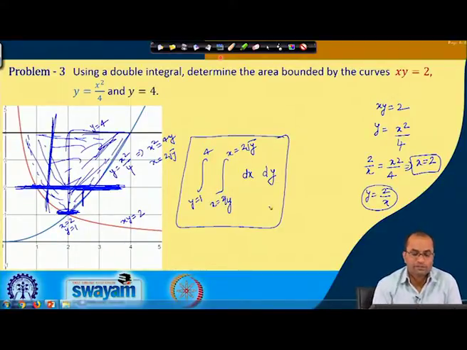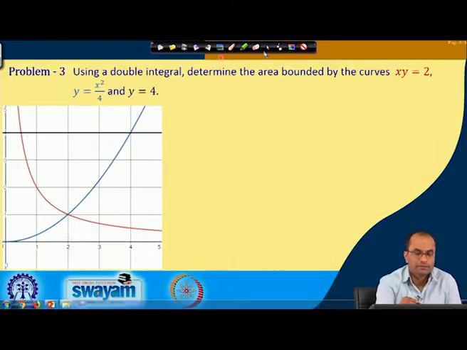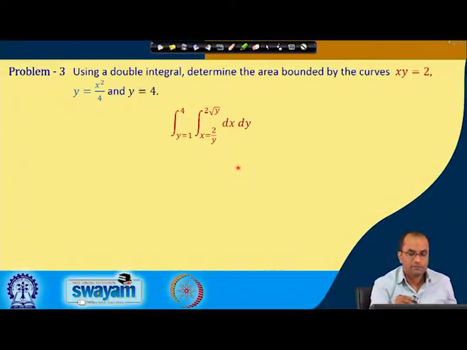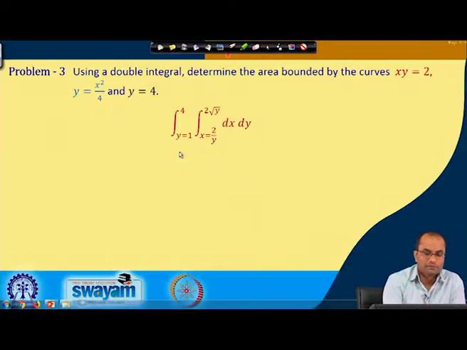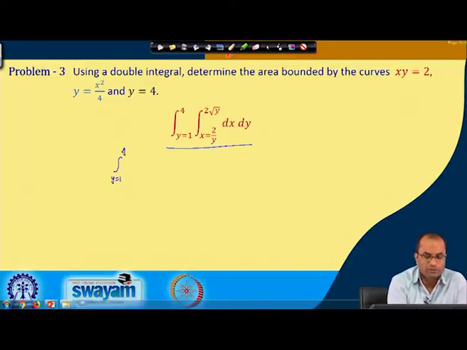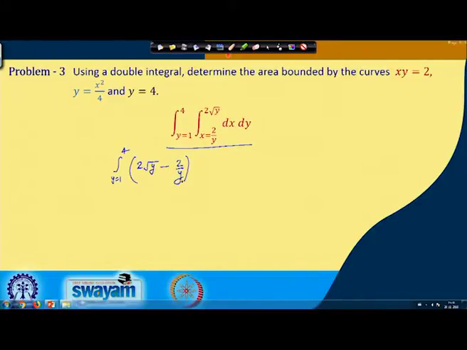We can compute this integral. So, let us do that. This is the integral we want to compute now. For the inner one, we fix the outer one, y from 1 to 4, and integrate with respect to x first, so we have x and then we put the limits. The upper limit 2√y minus 2/y, and dy.